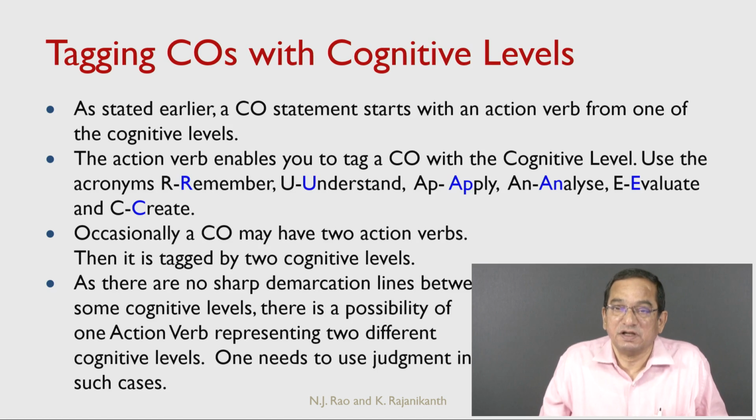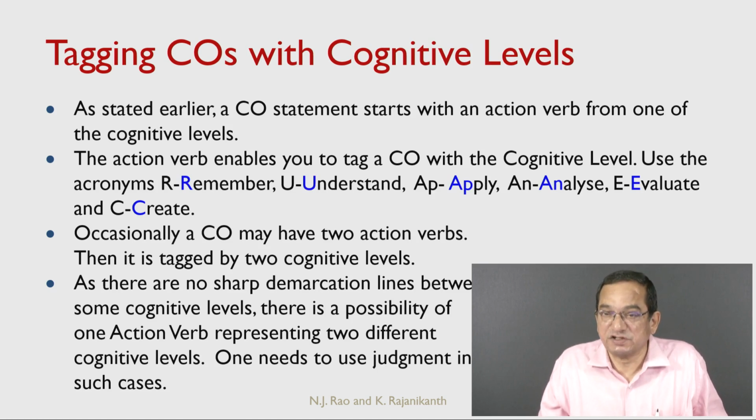We have seen that the CO statement starts with an action verb from one of the cognitive levels. So we should tag the CO with the associated cognitive level. The action verb enables you to tag the CO with the cognitive level. We can use, for simplicity's sake, the acronyms R for remember, U for understand, AP for apply, AN for analyze, E for evaluate, and C for create. This is only for convenience. One could write the full name also.